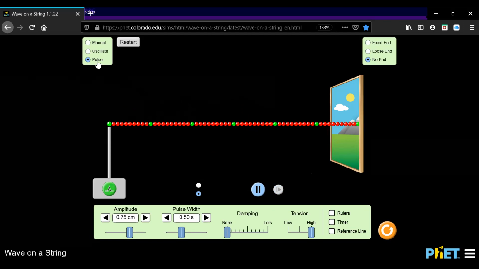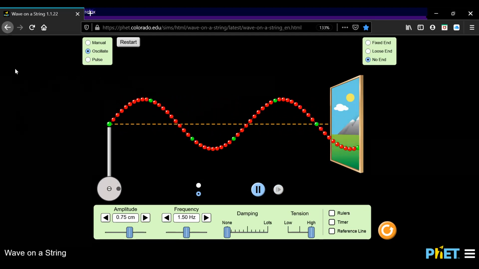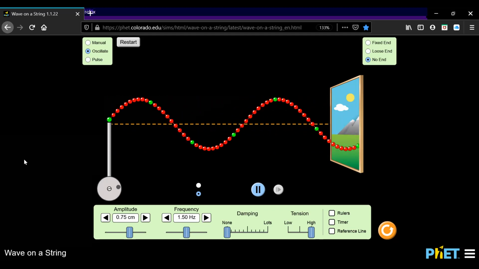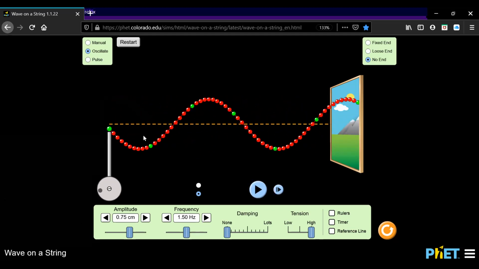So what we're interested in now is the sinusoidal wave. I'm going to switch from a pulse to oscillate. And sure enough, we see our first example of a traveling sinusoidal wave. This sinusoidal wave is a function of the entire length of the string. So it's got a component x, but it's also changing in time, right?